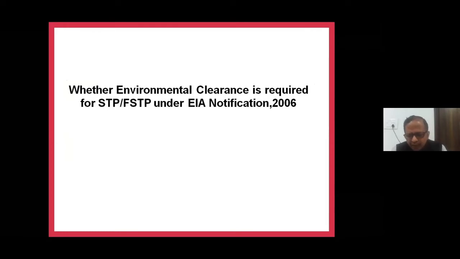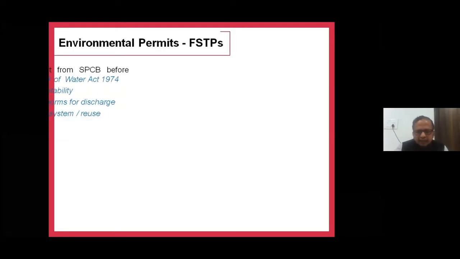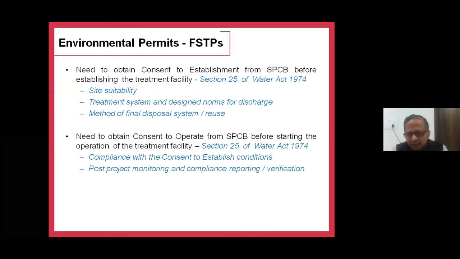Coming back to the final point, what are the permits required, and whether any environmental clearance is needed. Two clearances will be there: under the state PCB, that is the consent permit, and one more under the EP Act for certain limited projects. I would like to clarify that under the EP Act, environmental clearance is not required for STP or FSTP, because some people are confused that they require EC. Environmental clearance is not required legally. They are required to take the consent to establish, we don't call it a license or permit, and the consent to operate under Section 25 of the Water Act.